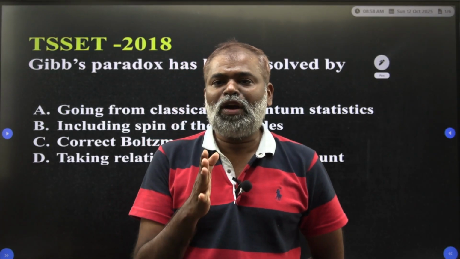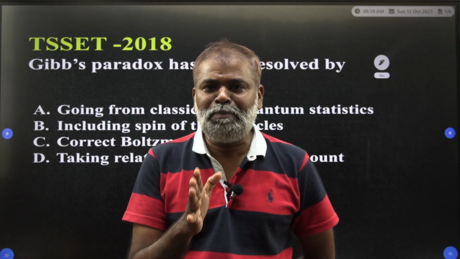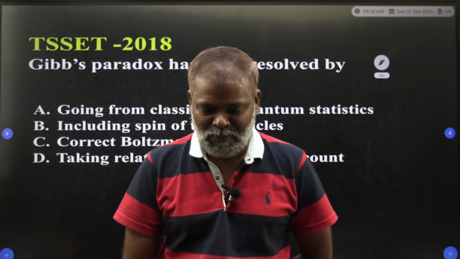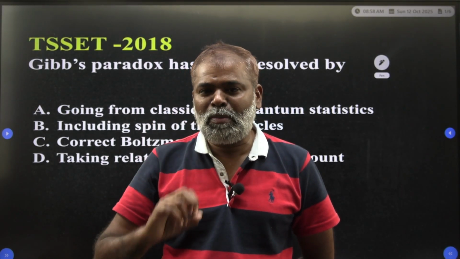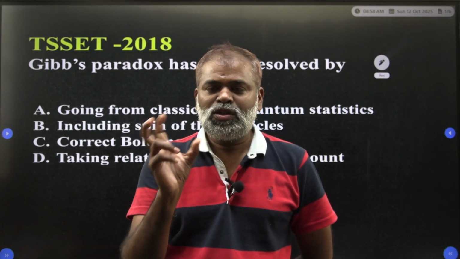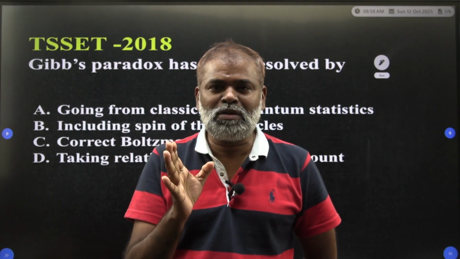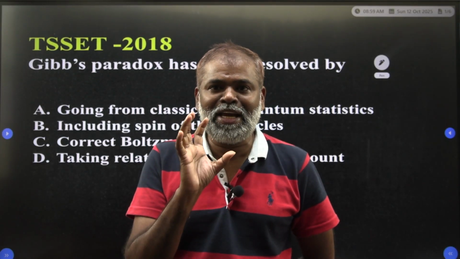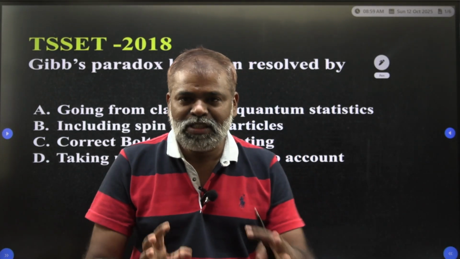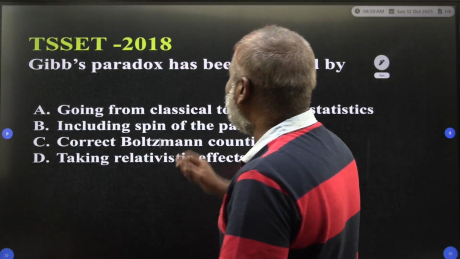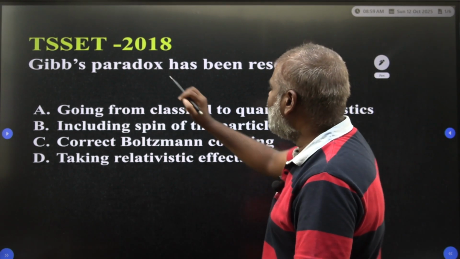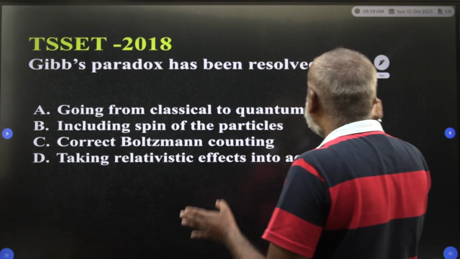In this video, we are going to discuss one more important topic that belongs to the microcanonical ensemble. This is the application of the microcanonical ensemble. So, what is that application? Gibbs paradox, or this paradox we also call the entropy paradox. What is the question you have to see? In TSSET 2018, this question was asked: Gibbs paradox has been resolved by.